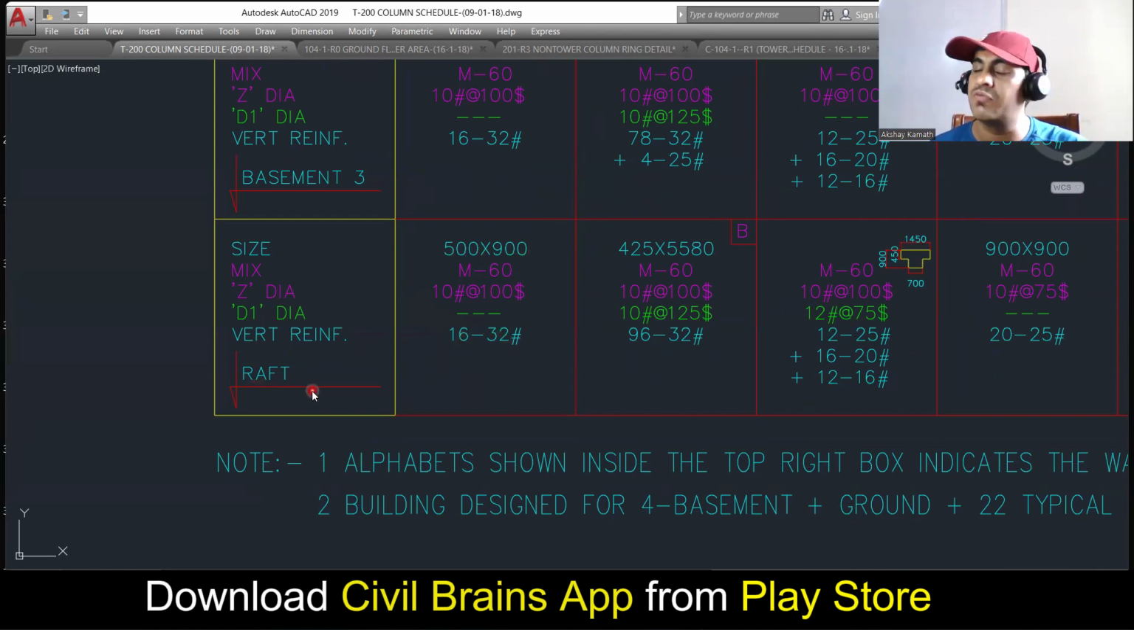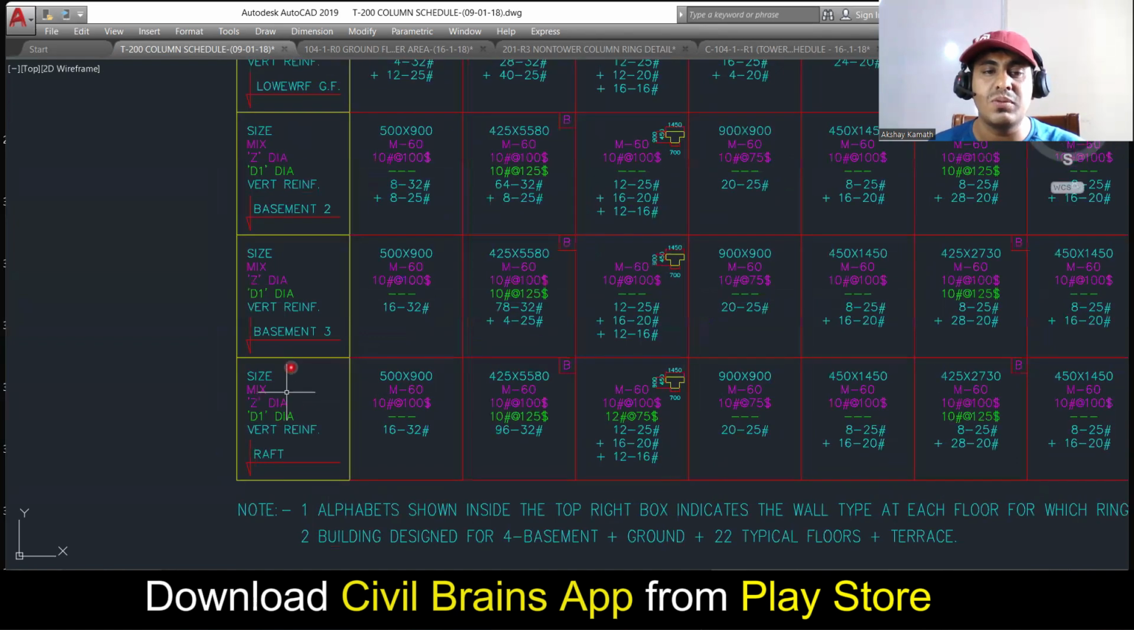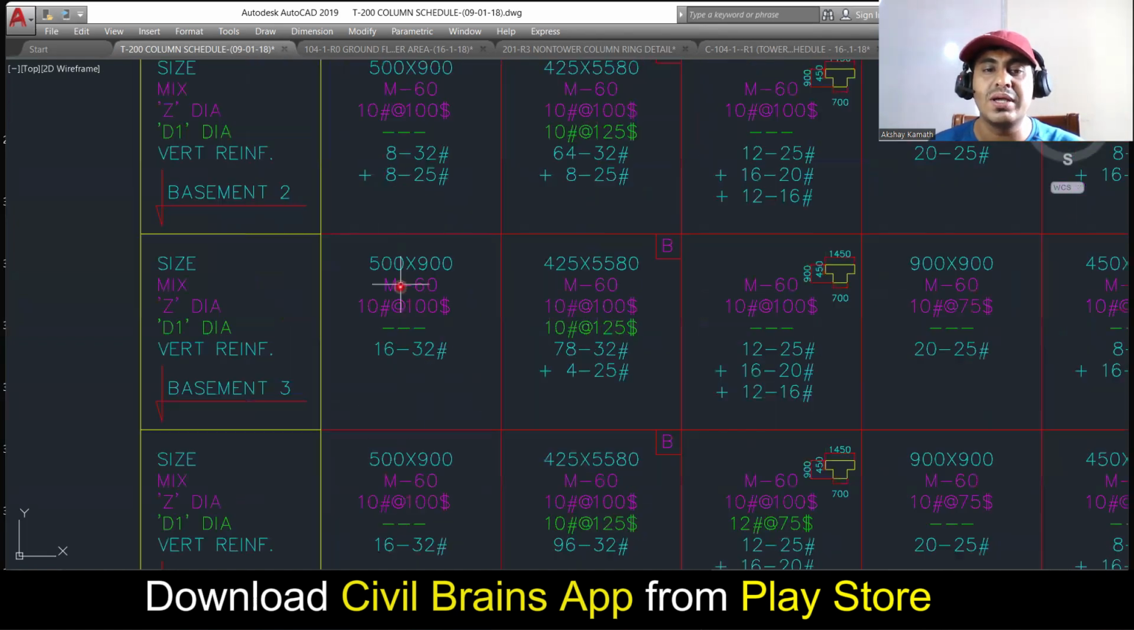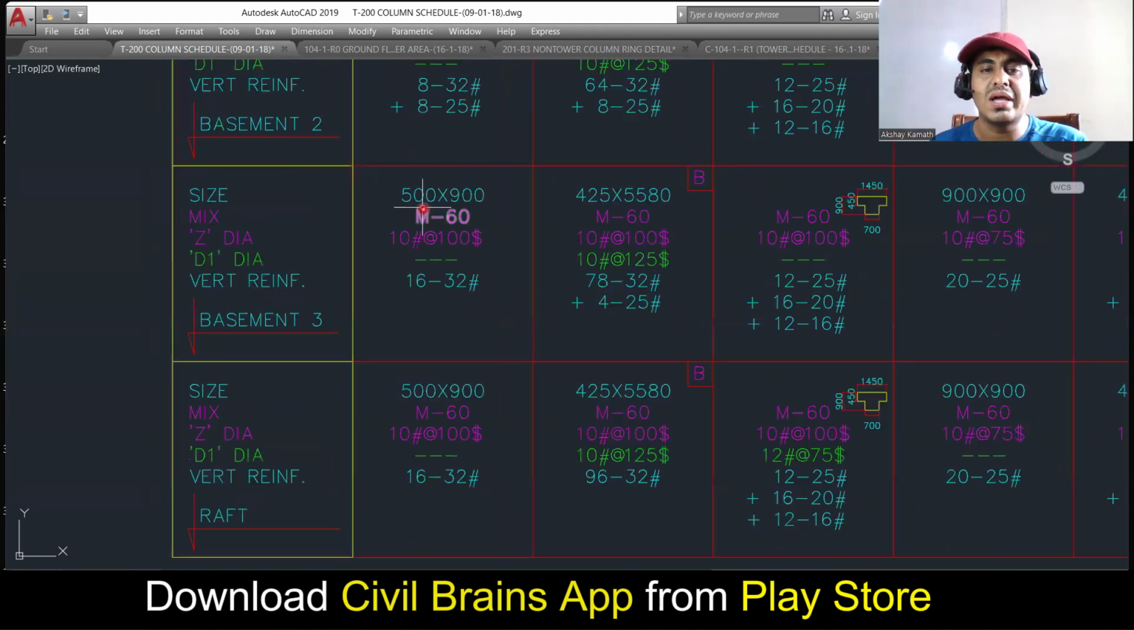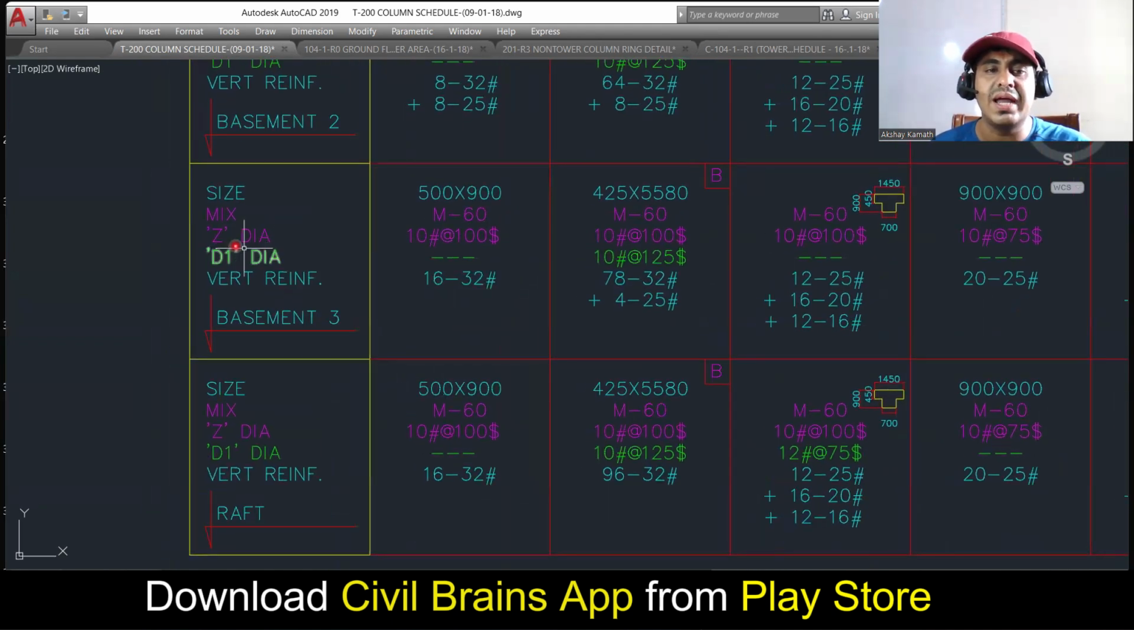So that is a raft foundation. Of course, high-rise buildings and all will have a raft foundation. We don't use isolated footing and all. So it's written raft. From the raft level, it will start up to the basement. Next, from the raft to basement, here also again, same thing. You're supposed to use M60 grade of concrete. Size is 500 by 900, 32 diameter, 6 bars. So what is this Z and D1 dia?